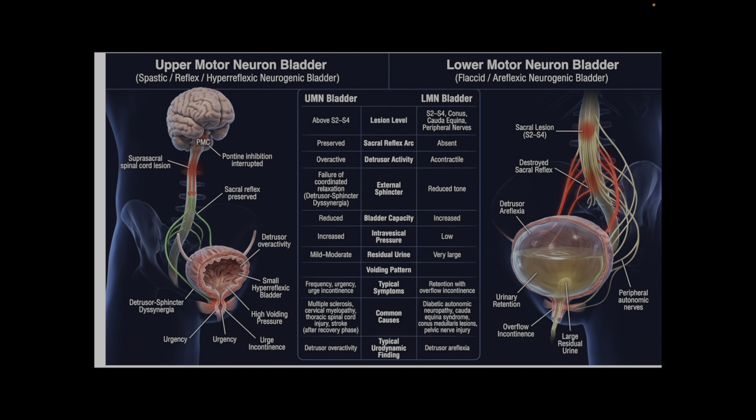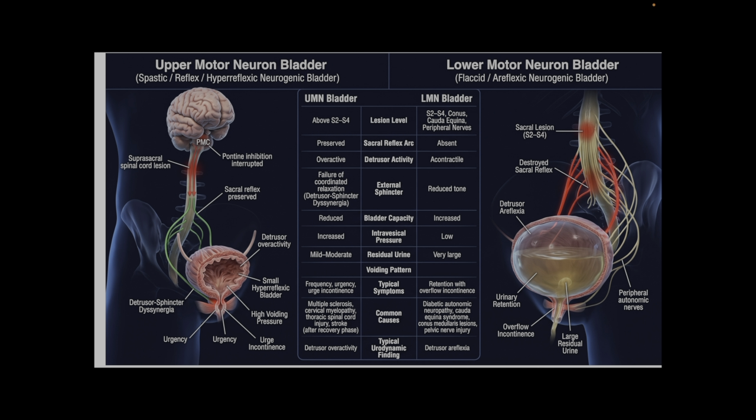The common causes include diabetic autonomic neuropathy, cauda equina syndrome, conus medullaris lesions, pelvic nerve injury following surgery, and severe peripheral neuropathies. The characteristic urodynamic finding is detrusor areflexia, or absent detrusor contraction.